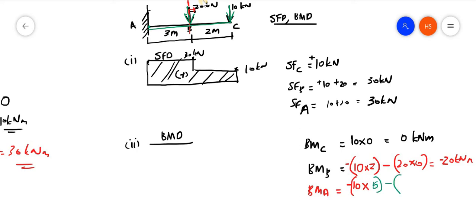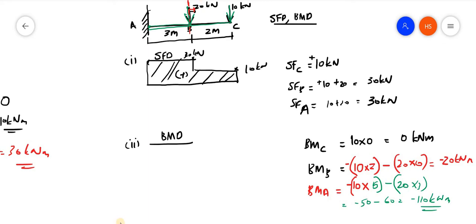Minus, again minus is taken because it is hogging moment only. Minus 20 into, what is that distance? 20 into this distance, from point A to B it is 3. So what will be the total force? 10 into 5, that is minus 50, minus 60, it will be minus 110 kilonewton meter. So this is the thing which we have obtained.